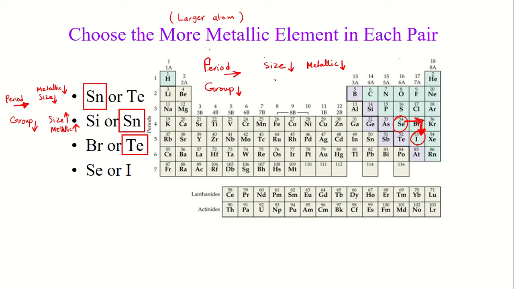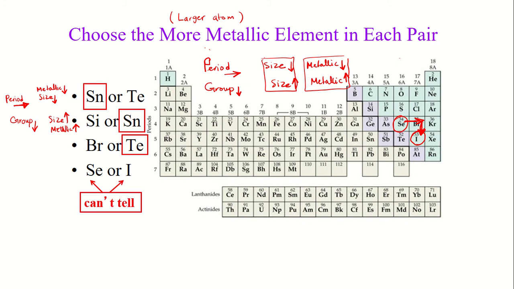Down a group, size increases. Or you may say metallic properties increases too. So opposite behavior, either size or metallic properties. They cancel each other out and we cannot tell which one has more metallic properties.